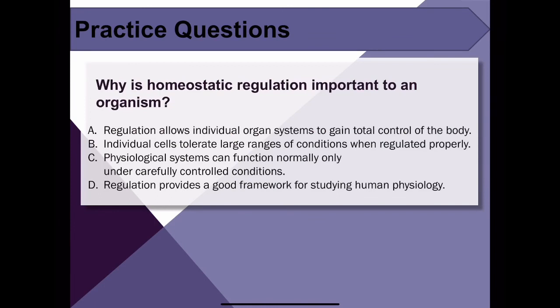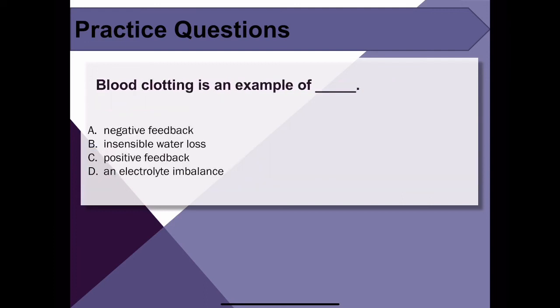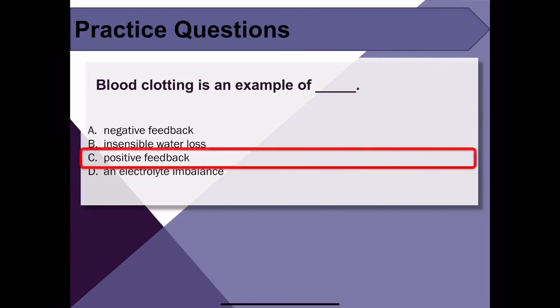All right, why is homeostatic regulation important to an organism? Physiological systems can function normally only under carefully controlled conditions. Controlling a stable internal environment is the key phrase for homeostasis. Blood clotting is an example of positive feedback. We are enhancing the recruitment of platelets to the cut. Body temperature is an example of negative feedback, bringing it back to homeostasis.